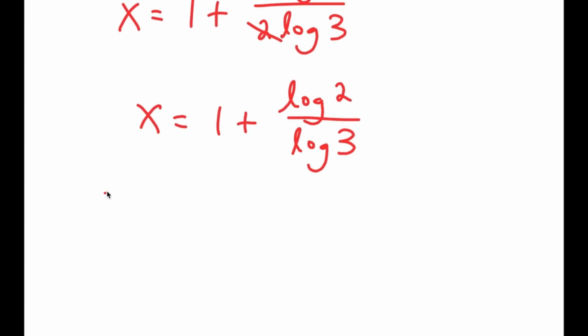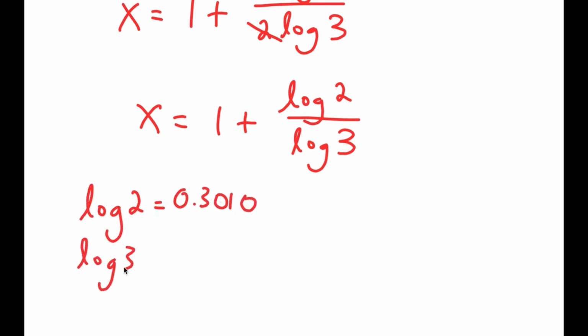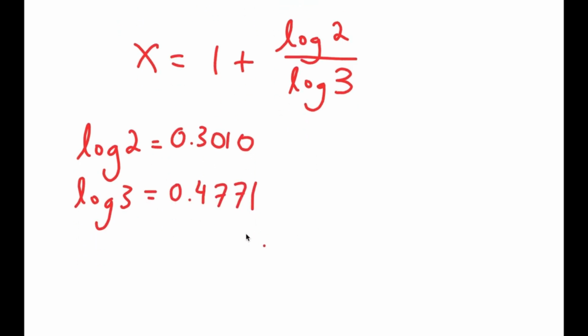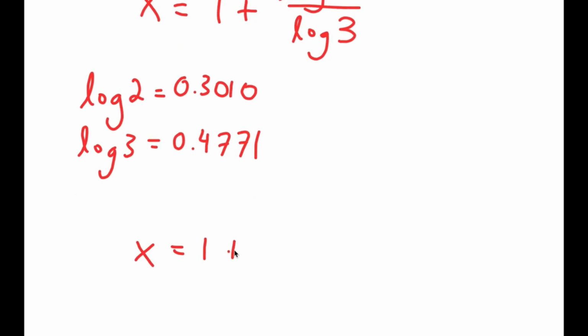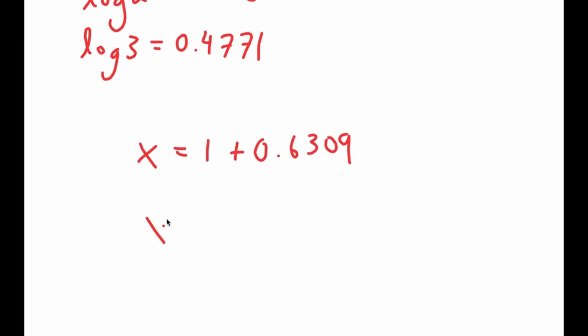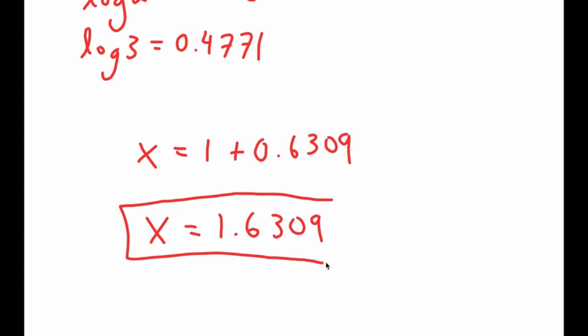So now from here, log of 2 is equal to 0.3010, and log of 3 is equal to 0.4771, meaning x is equal to 1 plus 0.301 over 0.4771, which is equal to 0.6309. So 1 plus 0.6309 is 1.6309. So this is my solution.